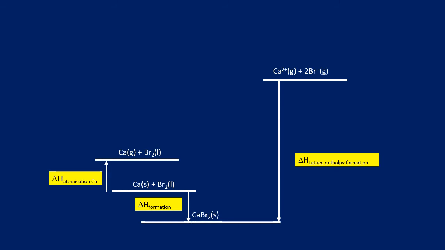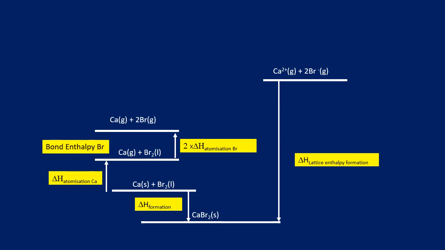So there's the enthalpy of atomization of calcium, and it's only 1 mole because we are atomizing 1 mole. Then we're going to undergo either twice the atomization of bromine, because I'm forming 2 moles of bromine gaseous atoms.